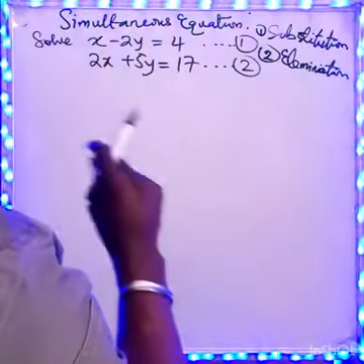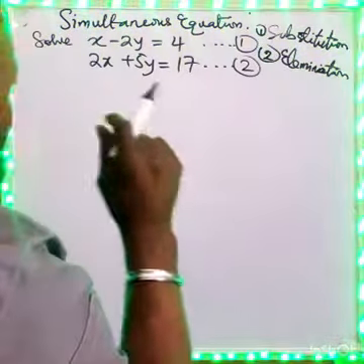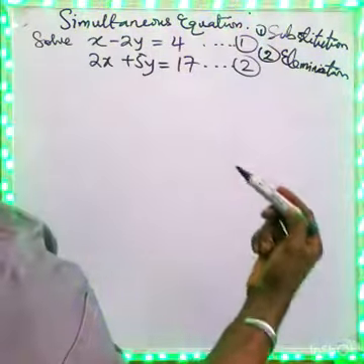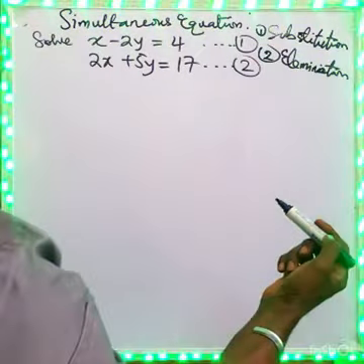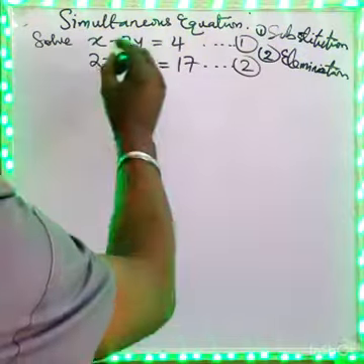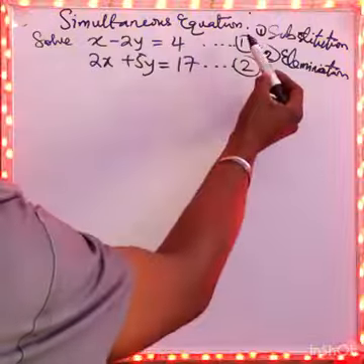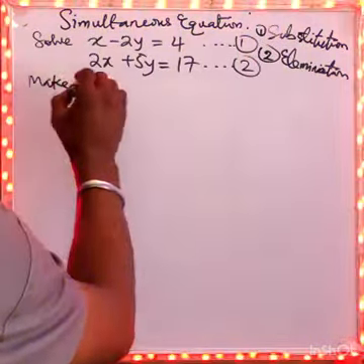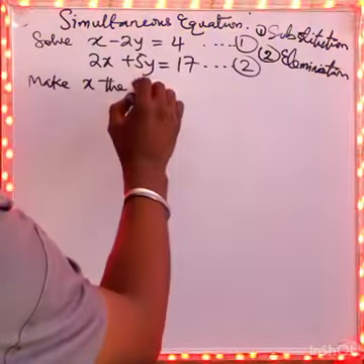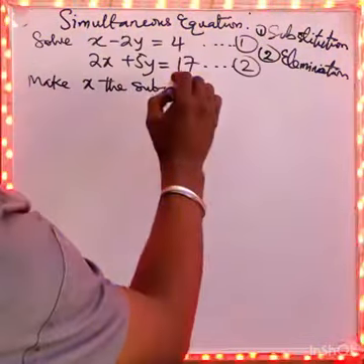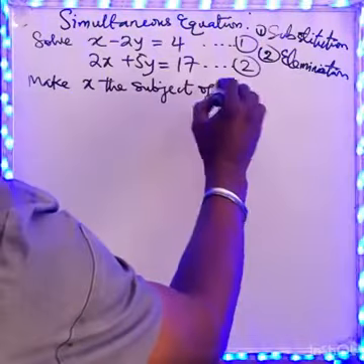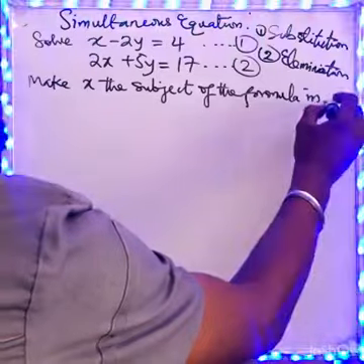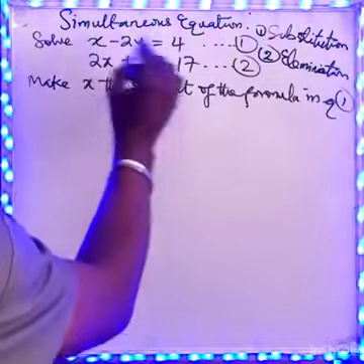Substitution simply means take one variable in any equation, make it the subject of the formula, and substitute that which you have made the subject of the formula in the other equation. So we can decide to say, let us make x the subject of the formula in equation 1.